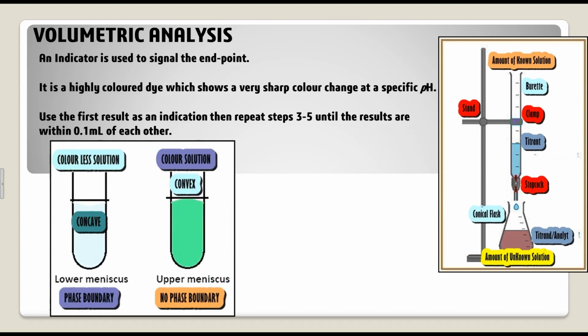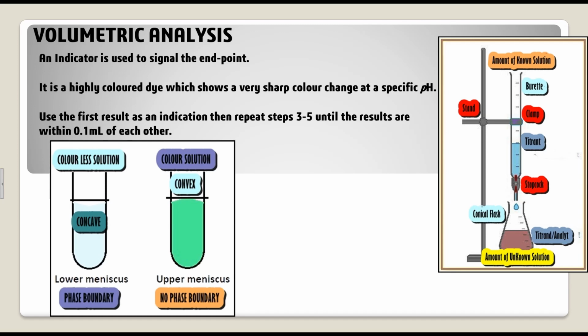Use the first result as an indication, then repeat these same steps at least 3 to 5 times until the results are within 0.1 ml of each other. It means you have to obtain concordant values. Once you get concordant values, based on how they match, you fix your final result for the unknown sample concentration.